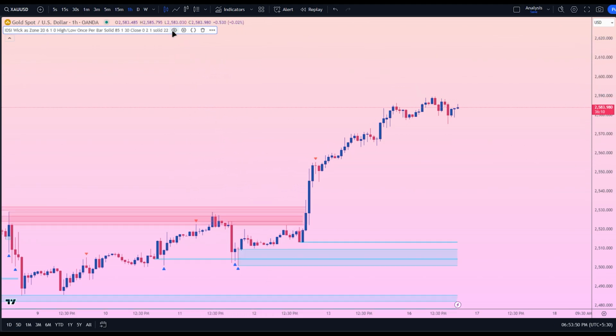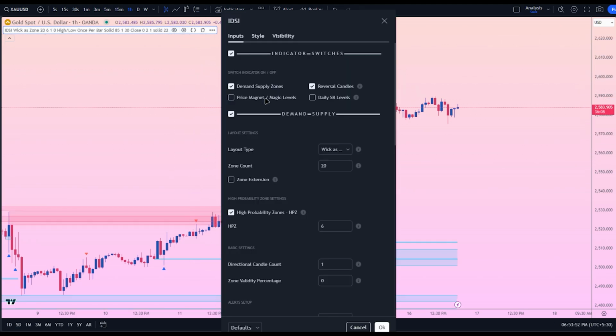Once you add the indicator to your chart and click on the settings, the first thing you'll notice is the option to turn the indicator on or off. Here, you'll see 4 different modules. 1. Demand and supply zones. 2. Reversal candles. 3. Price magnet or magic levels. 4. Daily support and resistance levels.